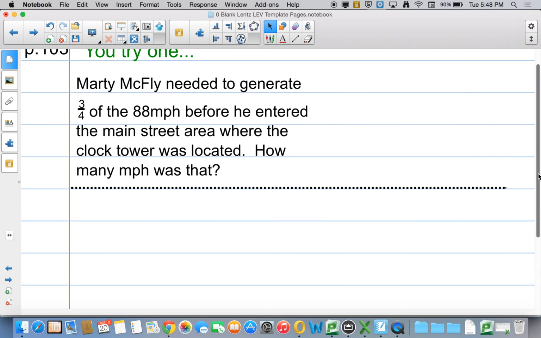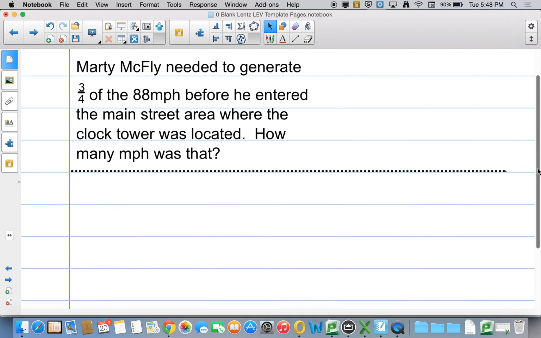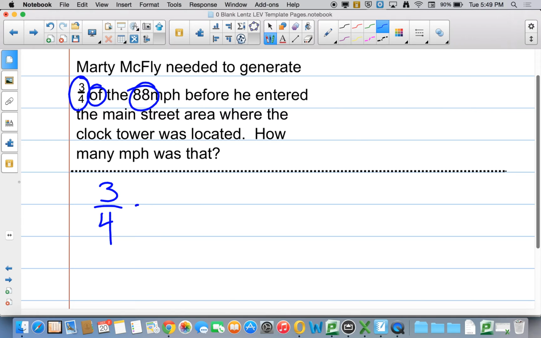All right, here we go. Same thing as last time. We have 3/4 of the 88, and that's what we're trying to look for. So we take the 3/4, the of is the multiply, and we take 88. Now how do we change 88 into a fraction? Simply by putting a 1 underneath it. So here is the calculation we're actually going to do.